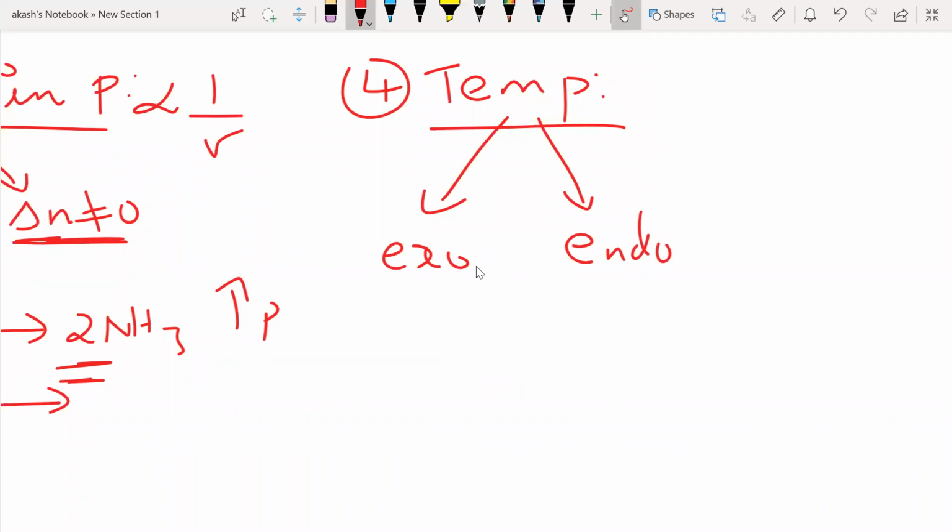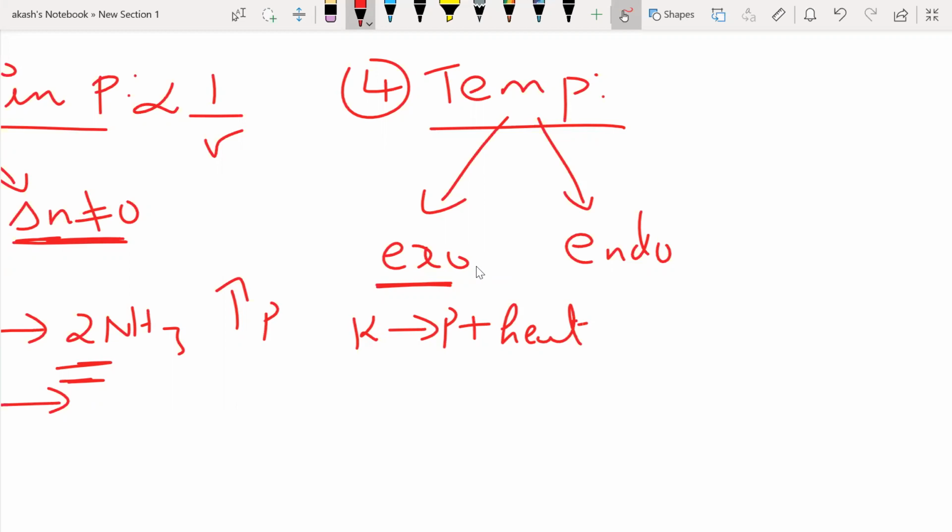Say, for example, increase in temperature. If you do it for an exothermic reaction, it is going to move in the backward direction. Anyways, we'll see how it goes. Now I'll take an exothermic reaction first. So how can I represent exothermic reactions? Reactants will give me products, and along with the products there is some amount of heat released. That is what is called an exothermic reaction, isn't it?